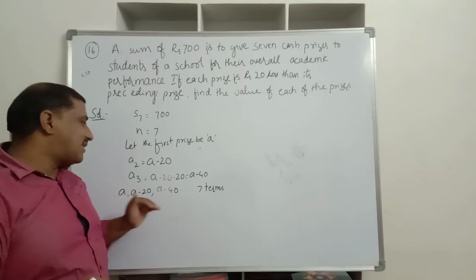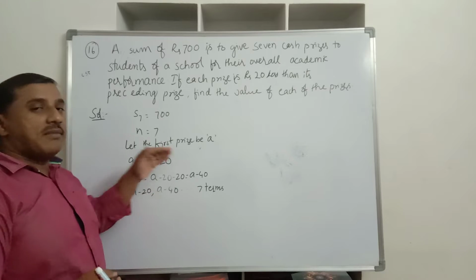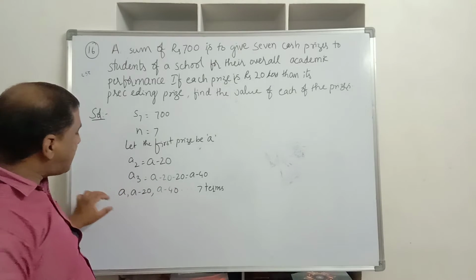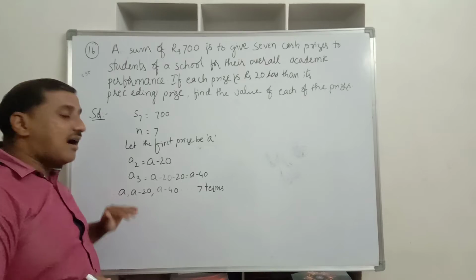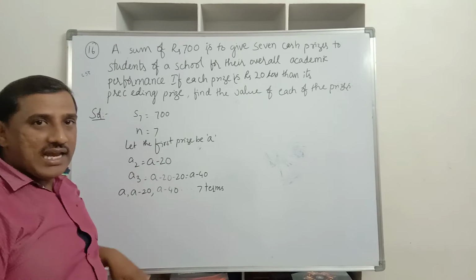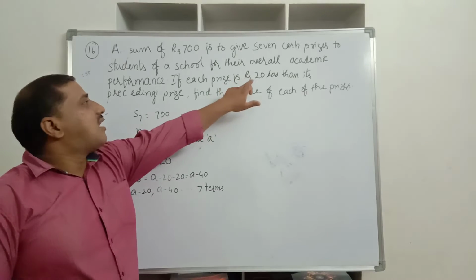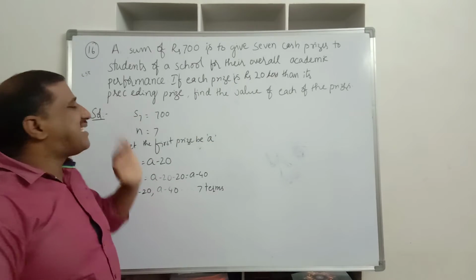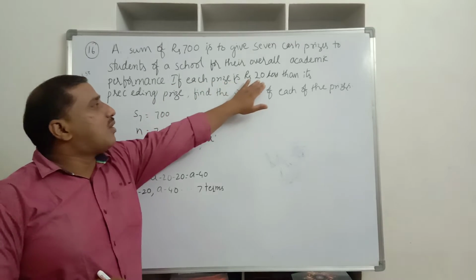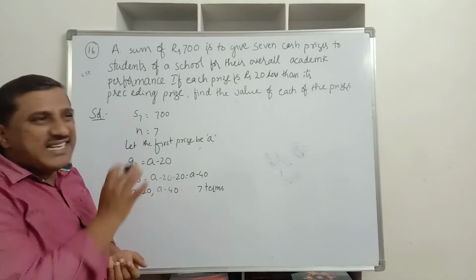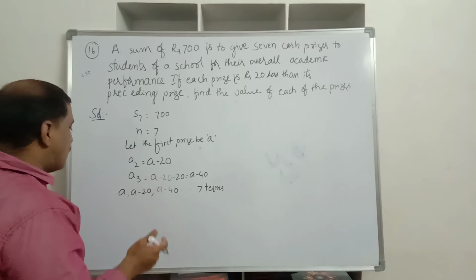So by observing these cash prices, A, A minus 20, A minus 40, we will say that these numbers are in arithmetic progression, with the first term A and the common difference 20. How do we know the common difference is 20? Because each price is 20 rupees less than its preceding price. That means 20 is the fixed amount which is reduced.